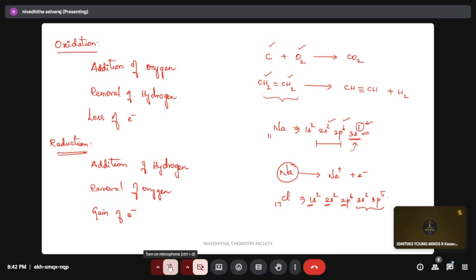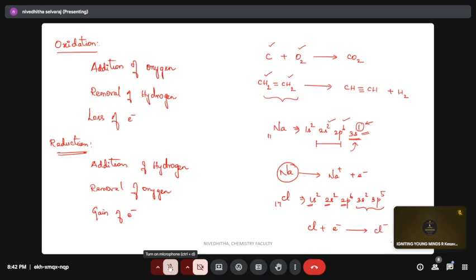Of course, chlorine didn't complete its octet, so it is unstable. So to attain stability, chlorine has to gain one electron. Gaining one electron is very easy. So chlorine will gain one electron from any other species. So chlorine will gain one electron to get converted into Cl minus.